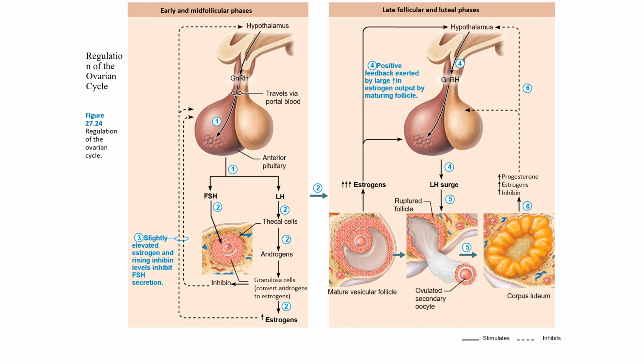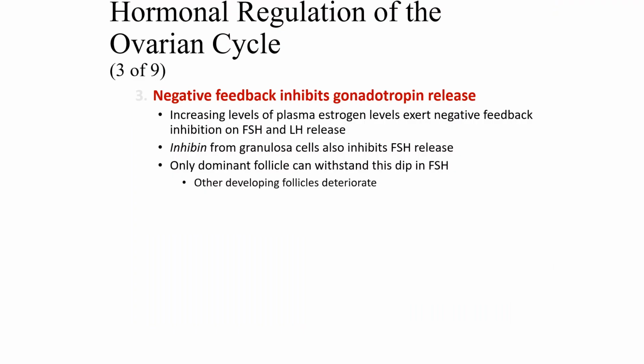Okay, so increased estrogens, positive feedback causes LH to surge, and that's going to cause ovulation. The corpus luteum will produce progesterone, estrogen, and inhibins, and that will inhibit the production of follicle stimulating hormone and LH. So here we go. Negative feedback is going to inhibit gonadotropin. That's the way it works in the males, and it's the way it works in the females. Inhibin is going to inhibit FSH. Increasing levels of estrogen is going to inhibit FSH and LH.